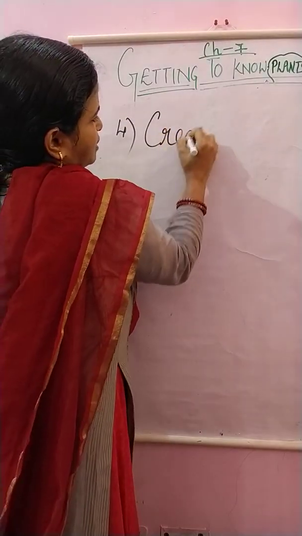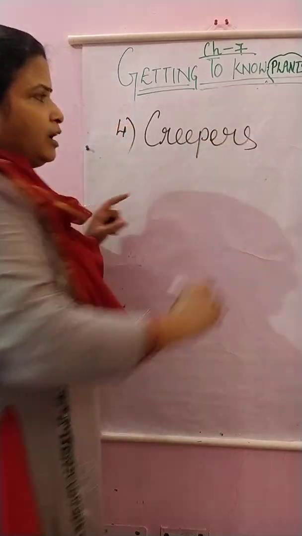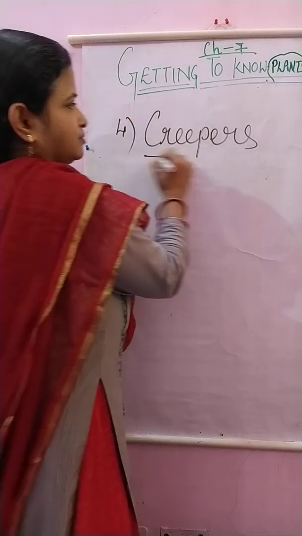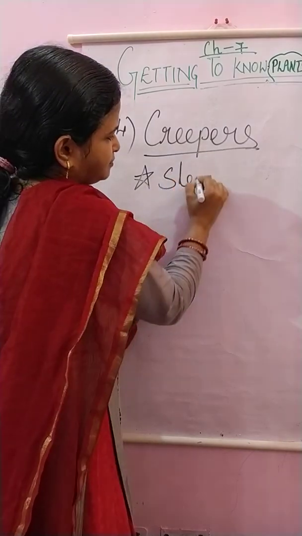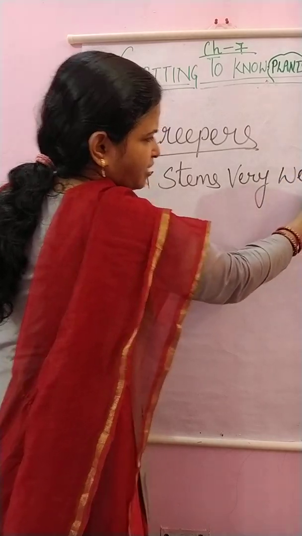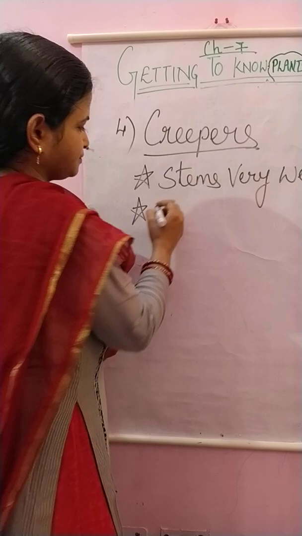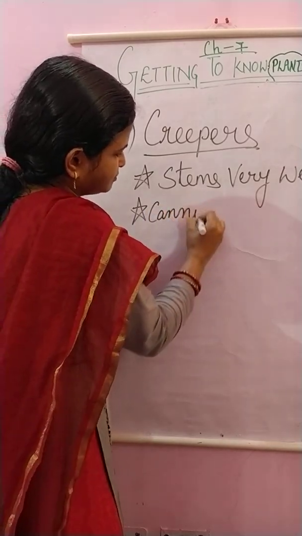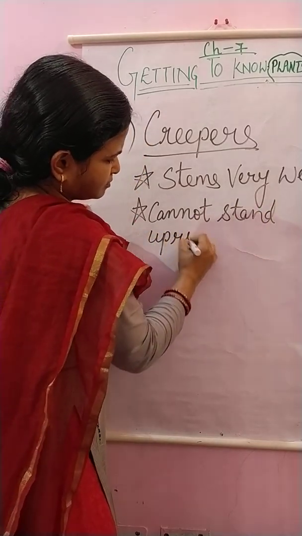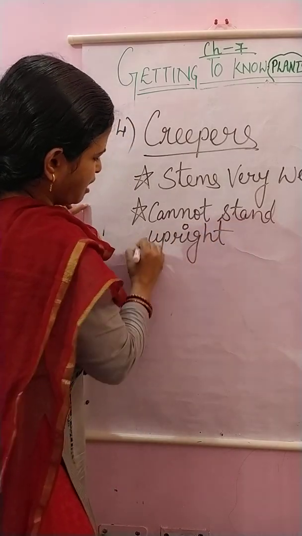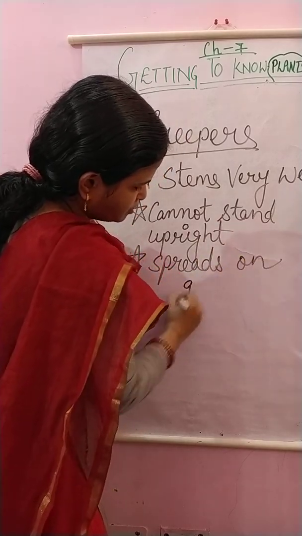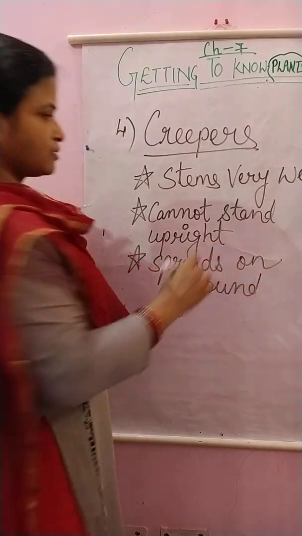The 4th one is our creepers. Creepers are the plants whose stems are very weak, and they cannot stand upright, so they spread on the ground. Okay, understood children?